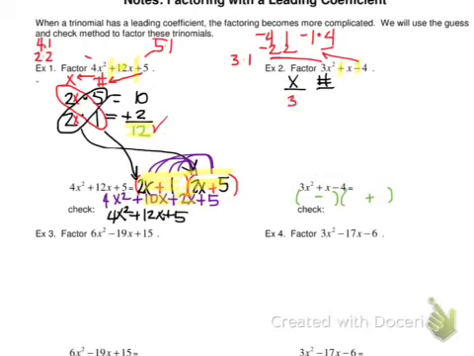So the factors of 3x squared are going to be 3 and 1. And for the factors of negative 4, let's pick one, and we'll just start with negative 1 and a positive 4. Now we're going to multiply these together. 3 times negative 1 is a negative 3.